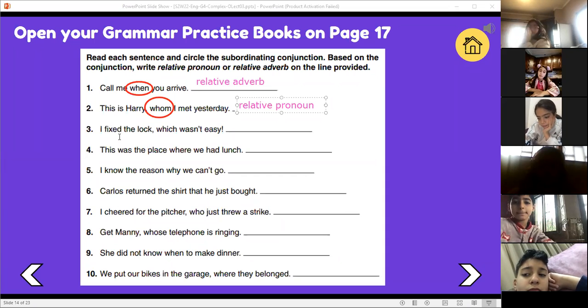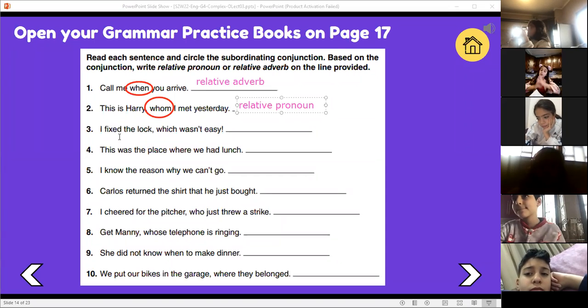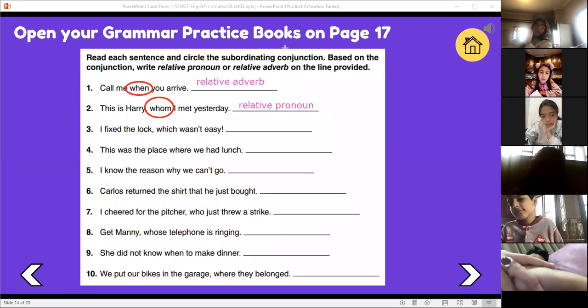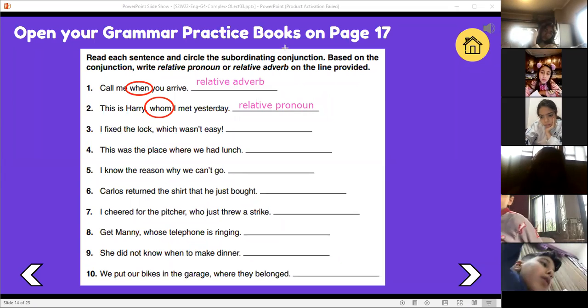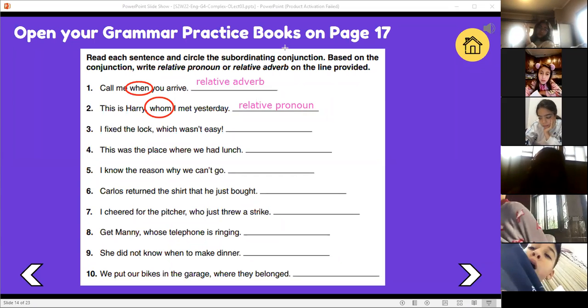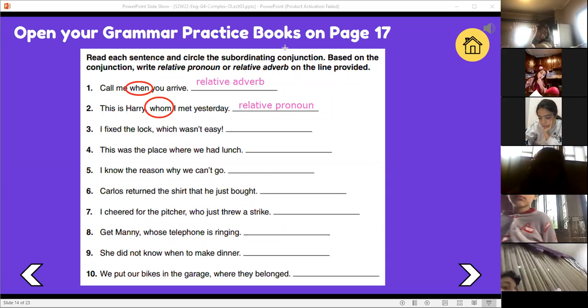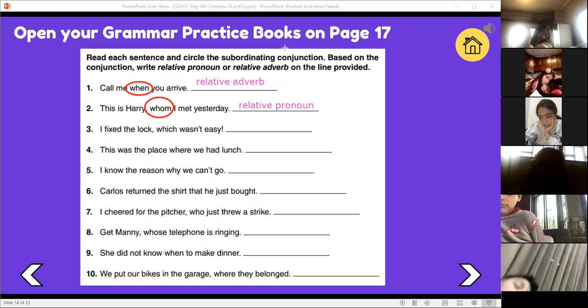I fixed the lock, which wasn't easy. Yes. Relative. Relative, yeah.